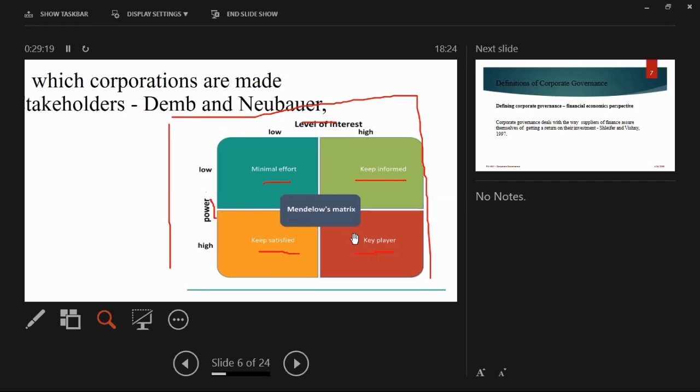Now if it's a key player, if their interest is high, power is high, then it's a key player. You have to pay more attention to these particular stakeholders. If their interest is very low and the power is low, you don't have to worry much about those. Minimal effort. So that's what it means.